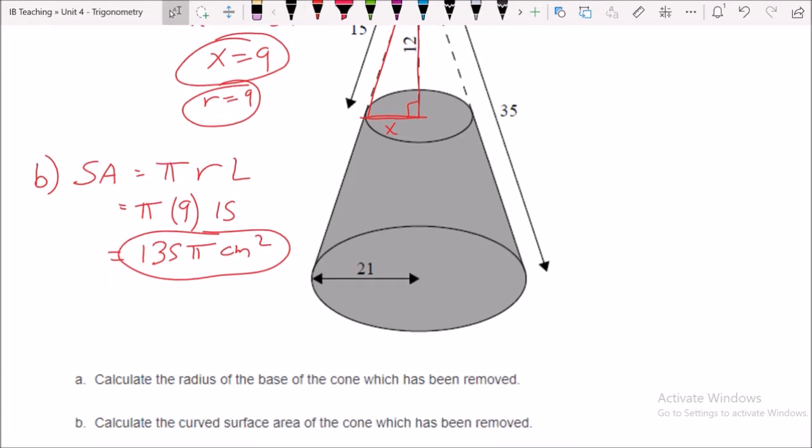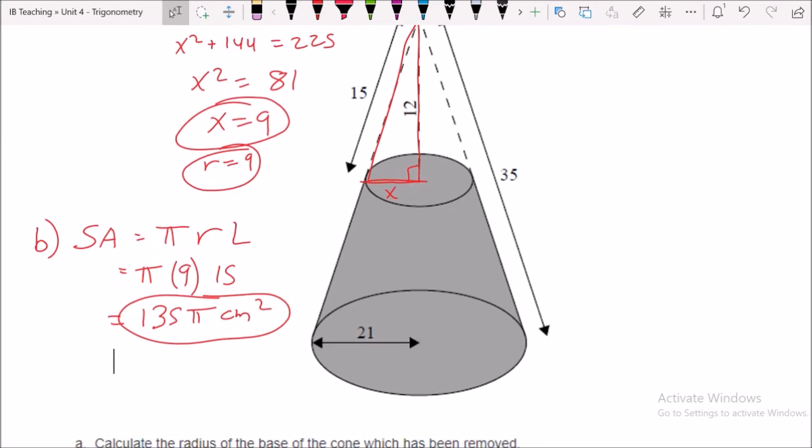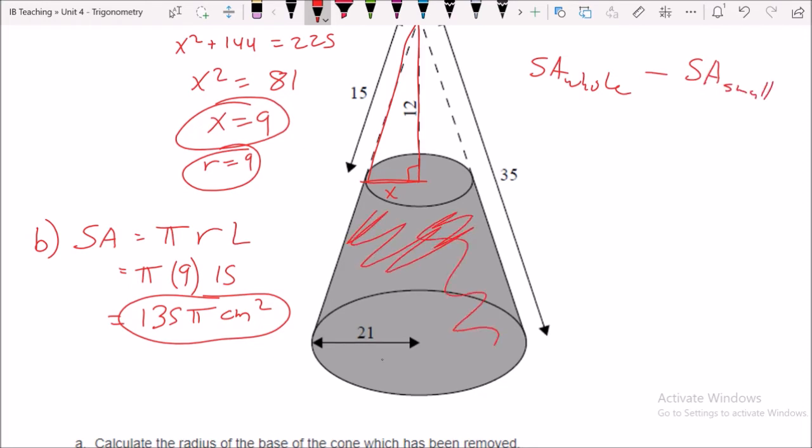Okay, what's C? C is calculate the curved surface area of the cone. Oh, the curved surface area of the remaining solid. Okay, so what we might want to think about to do this one is we started out with a whole cone. If we knew the surface area of the whole cone minus the surface area of the small cone, what would be left over is the surface area that remains. Okay, that would be this thing down here. So let's do that calculation.